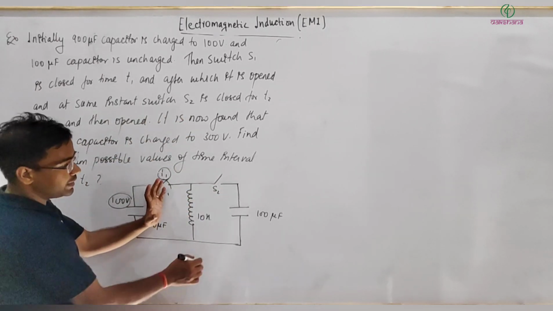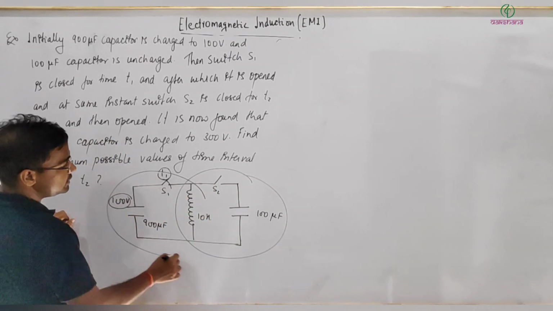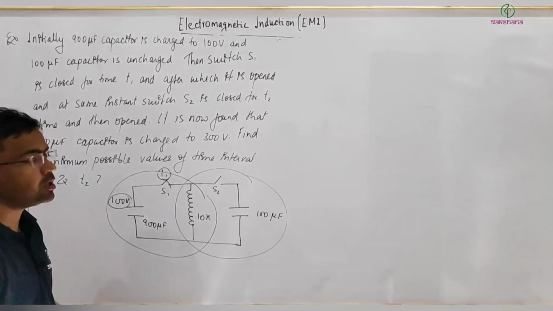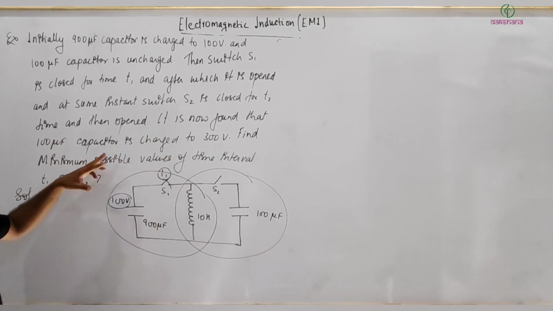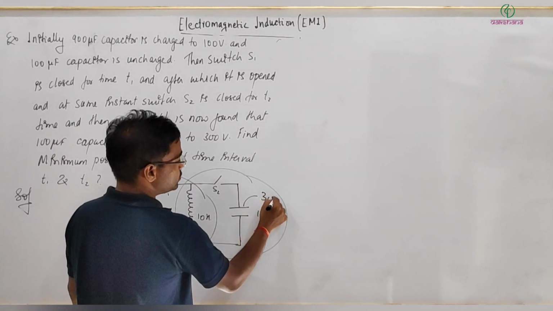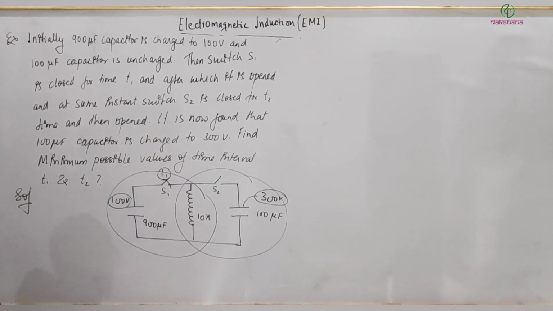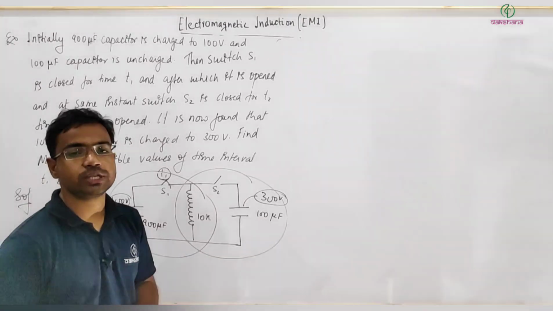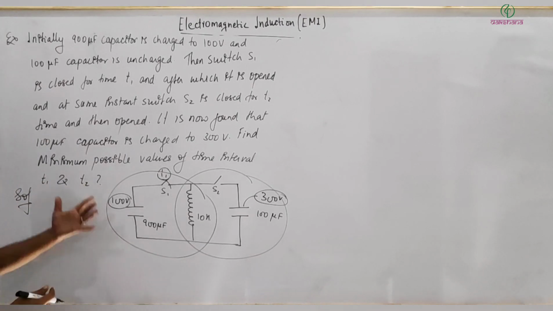Then after that, this circuit will act like an LC oscillator. Initially the other one was active as an LC oscillator. It is now found that the 100 microfarad capacitor is charged to 300 volt. Now you are asked to find the minimum possible values of intervals T1 and T2. Okay, so let's solve it.